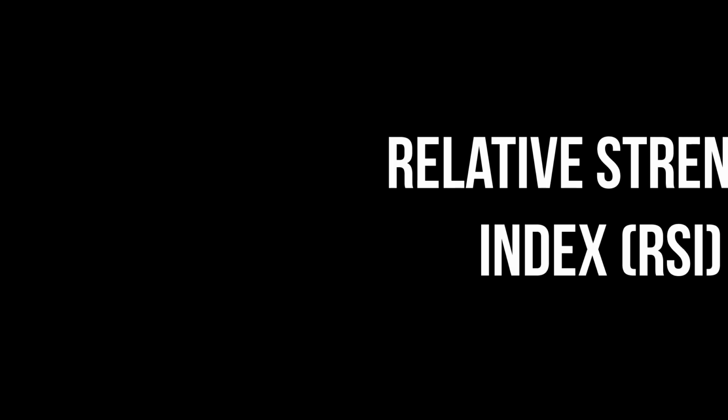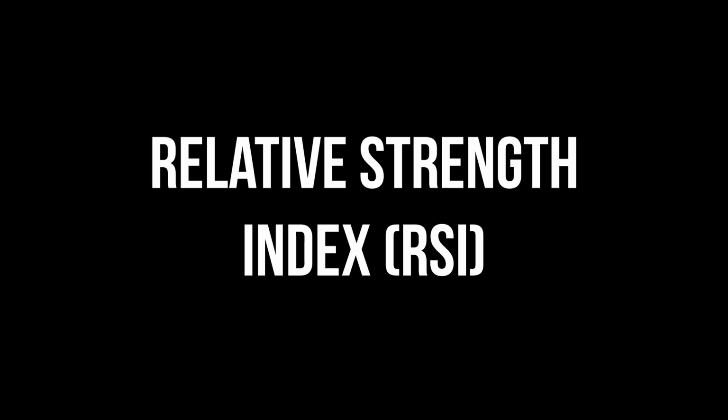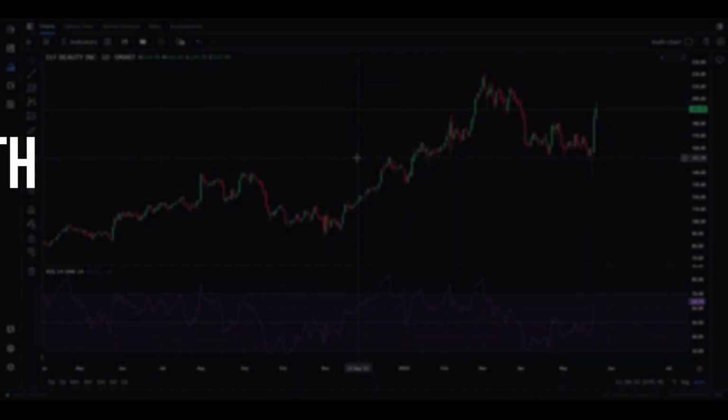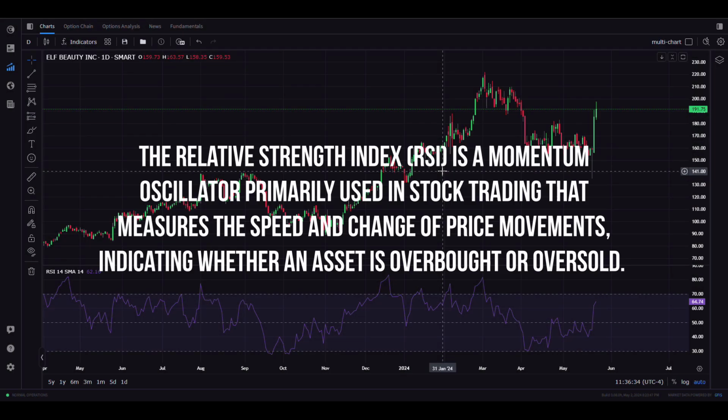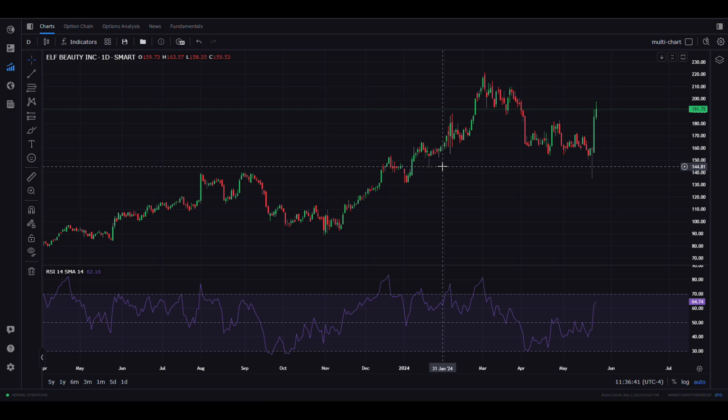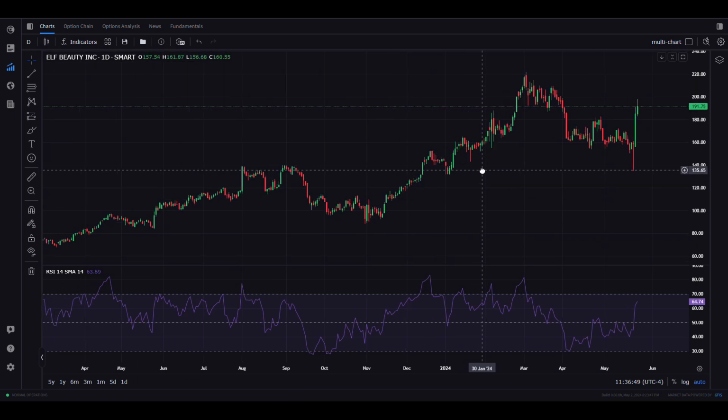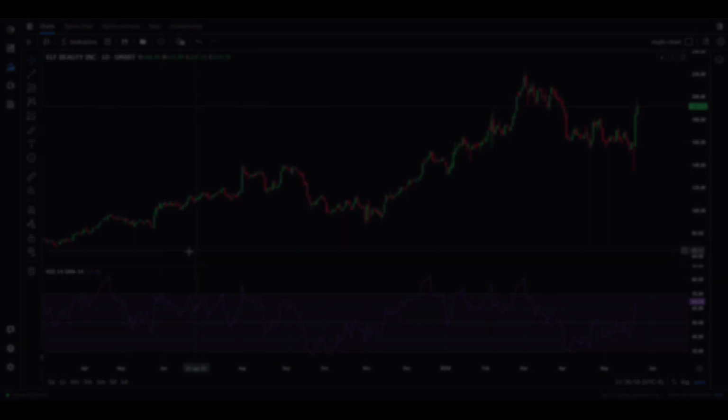Relative Strength Index, RSI. The Relative Strength Index is a momentum oscillator primarily used in stock trading that measures the speed and change of price movements, indicating whether an asset is overbought or oversold. The RSI is calculated based on the ratio of upward price changes to downward price changes over a specified period, typically 14 days, although this period can be adjusted according to the trader's preference.